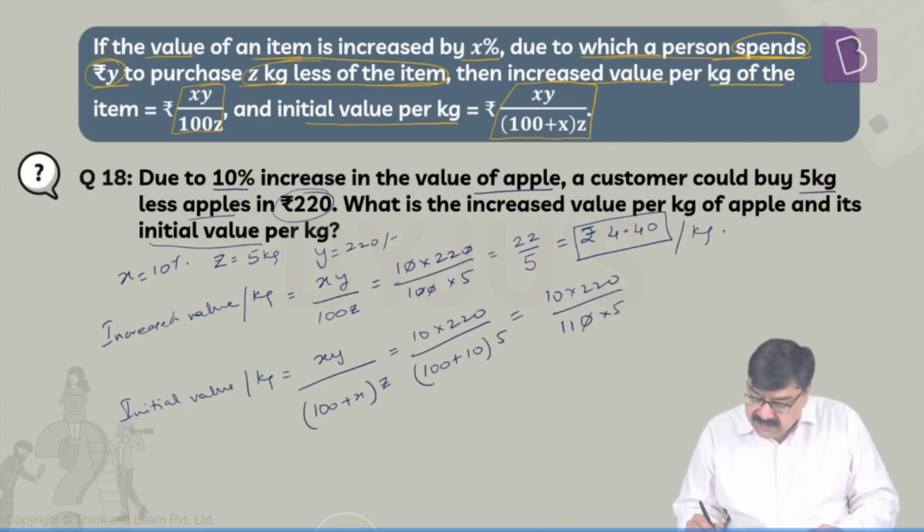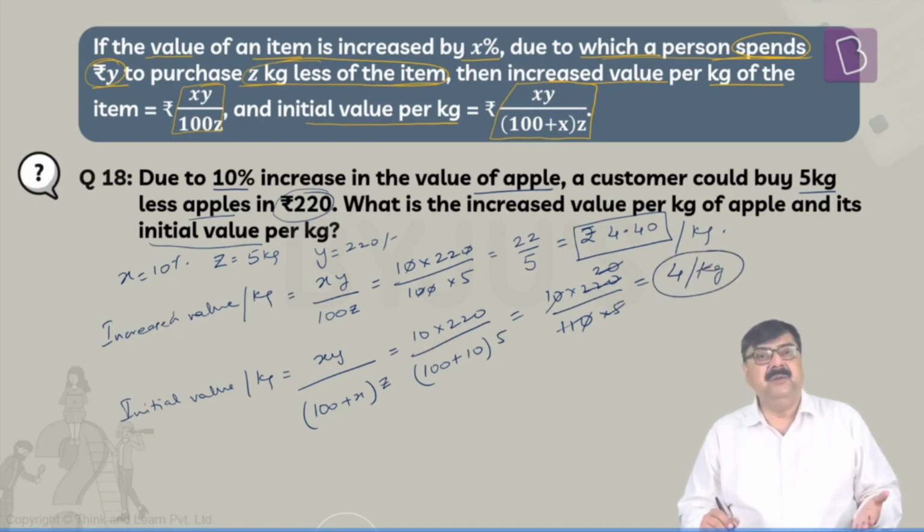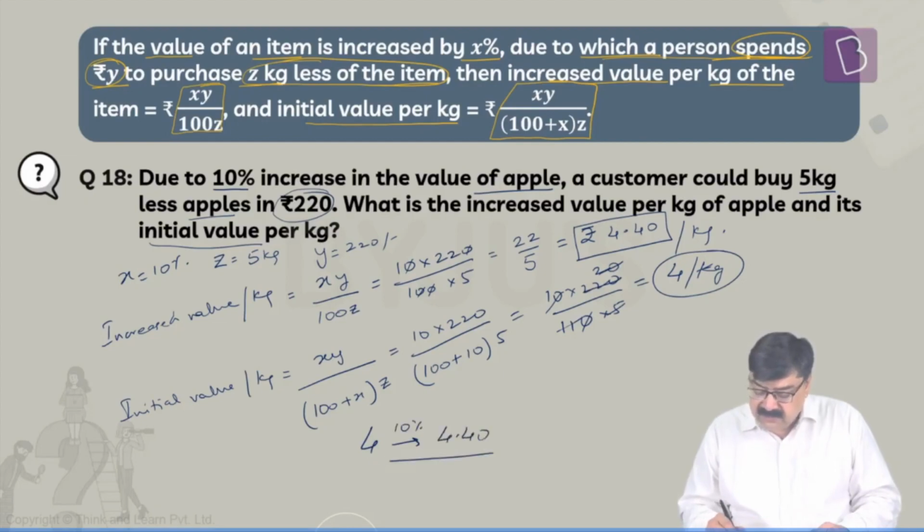So the 0 here will cancel. 11 into 20 is 220 and 5 fours are 220. So it was rupees 4 per kg, the initial value. Obviously 4 rupees, if you add 10% to it, it will become 4 rupees 40 paisa. That is the increased value here. And the increase here is by 10%.